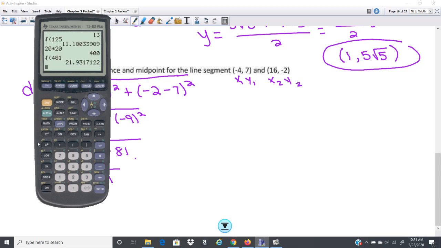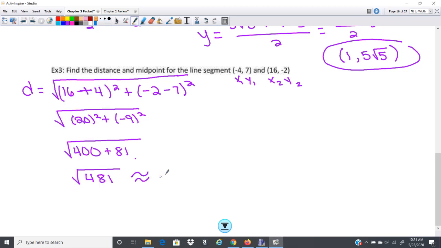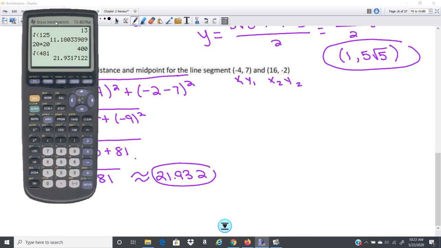Nope. All right, so we get 21.932 for the approximate answer. And let's see if we can find a perfect square that goes into 481. So let's say 481 divided by... I'm just going to see if that's a perfect square. No. No. All right, so let's see here.